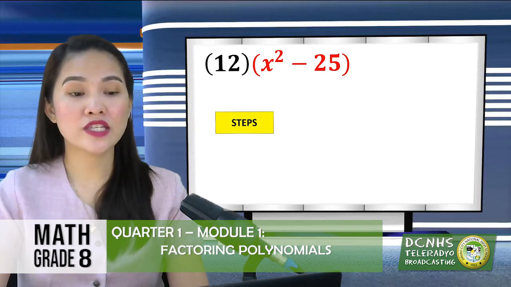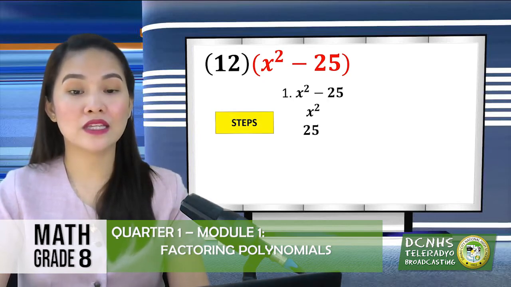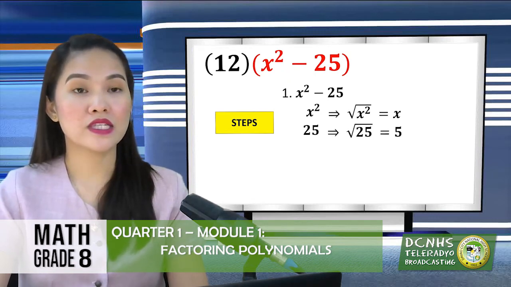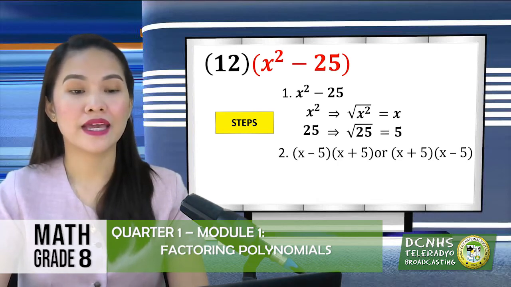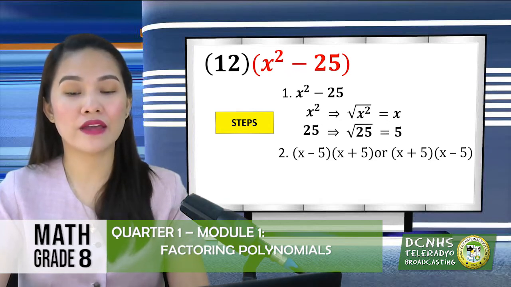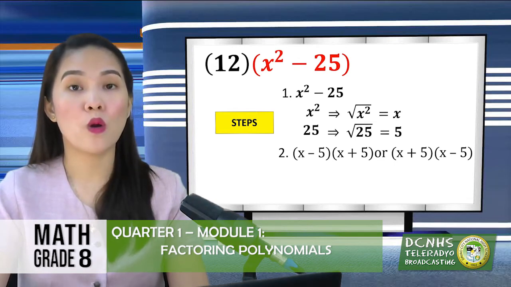To factor x squared minus 25, first, extract the square root of the x squared and 25. The square root of x squared is x, and the square root of 25 is 5. Hence, the factors of x squared minus 25 are the quantity of x minus 5 times the quantity of x plus 5, or the quantity of x plus 5 times the quantity of x minus 5.